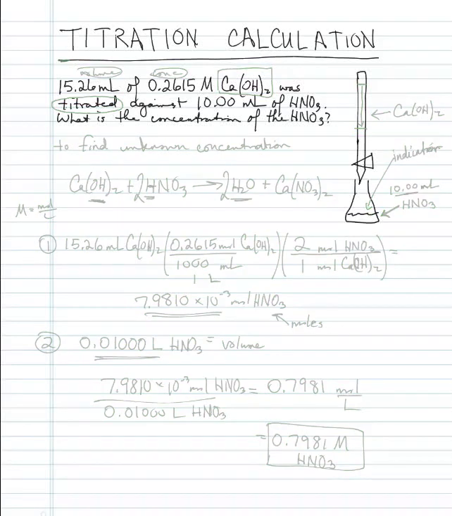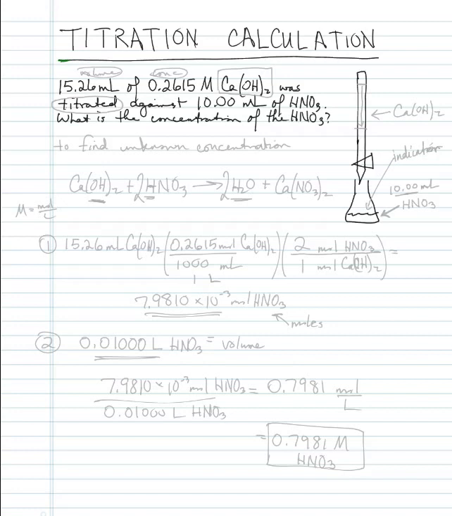Okay, we are going to talk about a titration calculation now, and I have one written out on the paper here. We have 15.26 milliliters of calcium hydroxide. It's going to be titrated against nitric acid, and we need to find the concentration of the nitric acid.